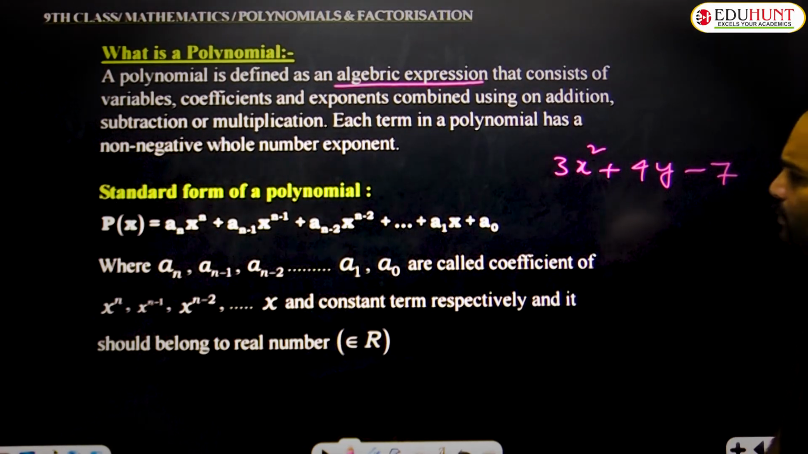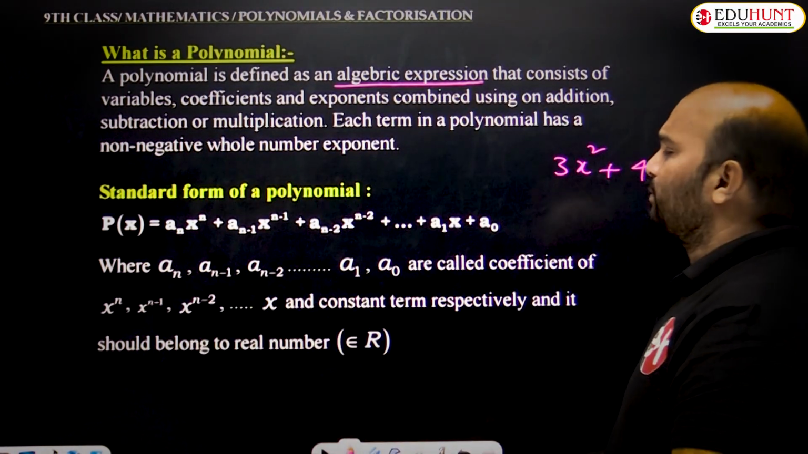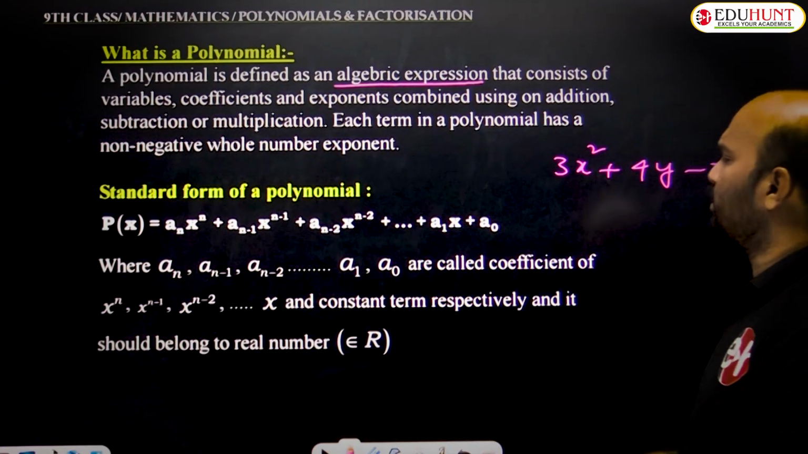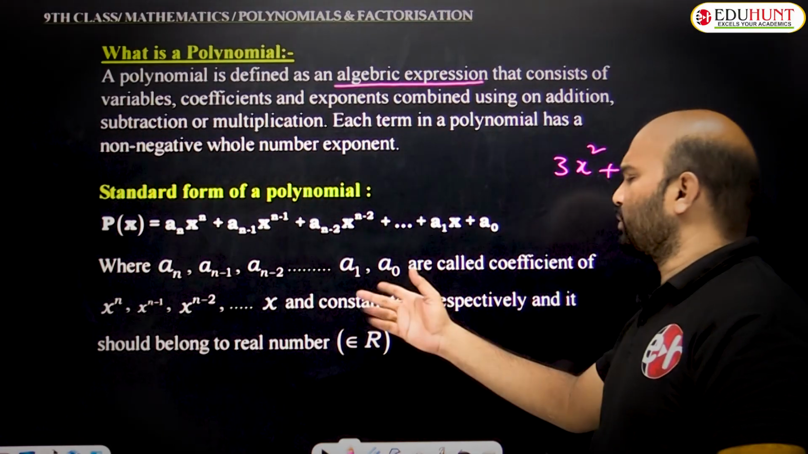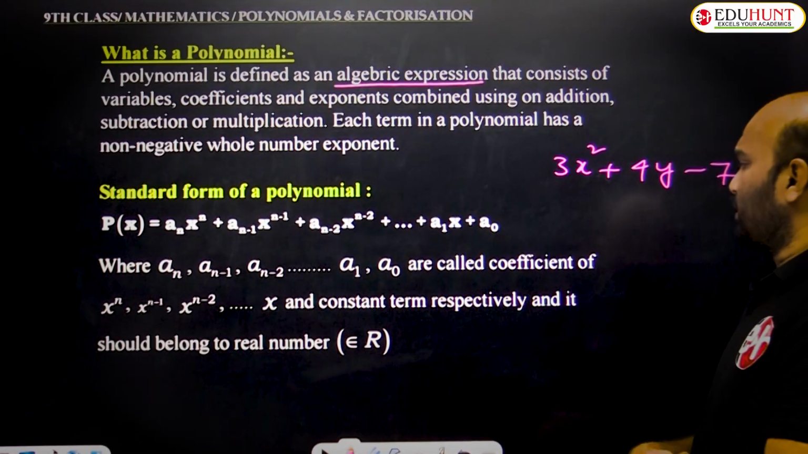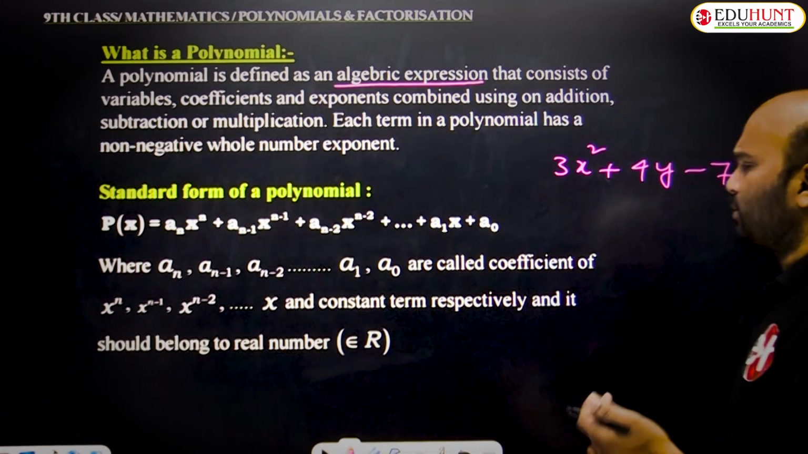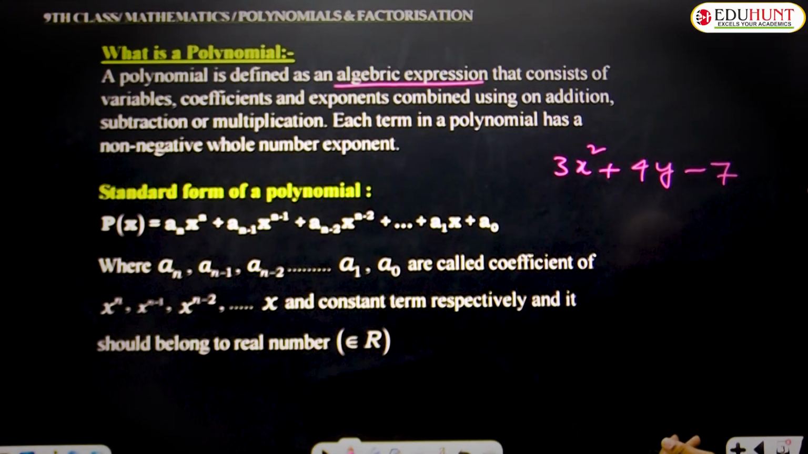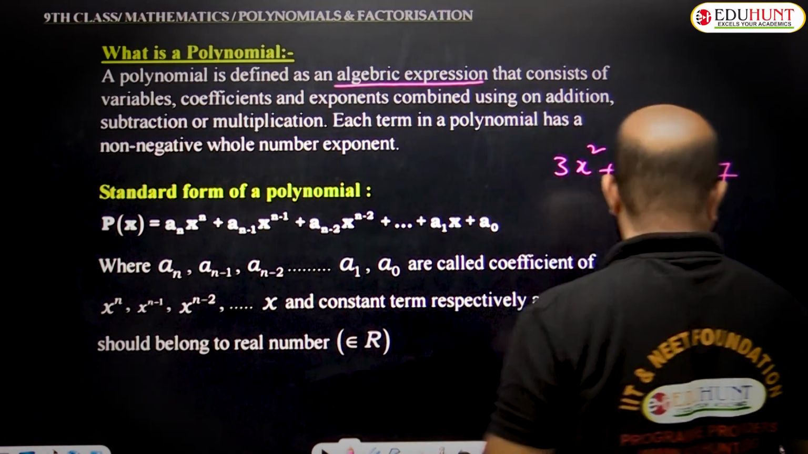The standard form of a polynomial can be denoted as p of x equal to a n x power n plus a n minus 1 x power n minus 1 plus a n minus 2 x power n minus 2 and so on, plus a1x plus a0, where a n, a n minus 1, a n minus 2 and so on, a1, a0 are called coefficients, the coefficients of x power n, x power n minus 1, x power n minus 2 and so on, x, and the constant term respectively. They should belong to the real numbers, nothing but R.